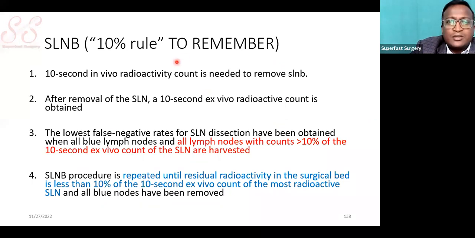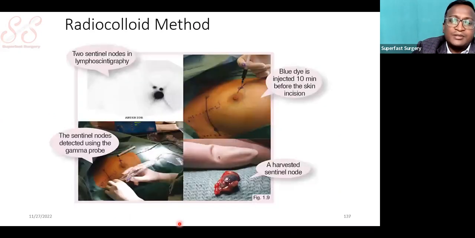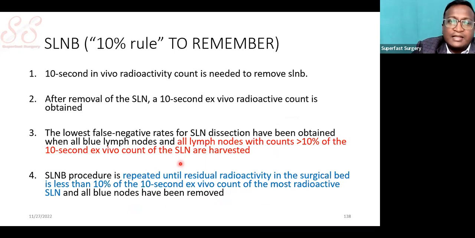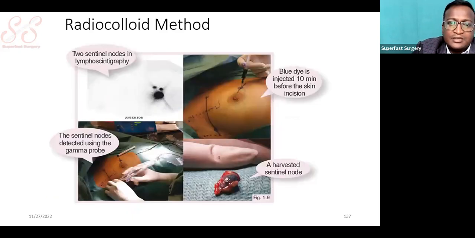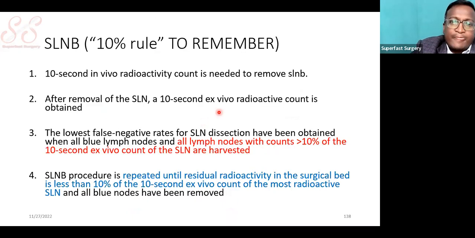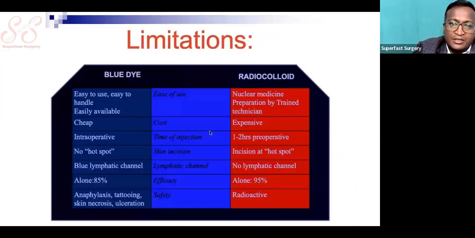So the 10% rule is there. The 10% rule is that a 10 second in vivo radioactivity count is needed to remove the sentinel lymph node biopsy. It should not be that we just put the probe here and remove. We should keep it for 10 seconds and then read the monitor. If the activity is more than 10% of the tumor activity, that suggests it is a positive lymph node. Okay, and that should be removed and sent for histopathological examination.